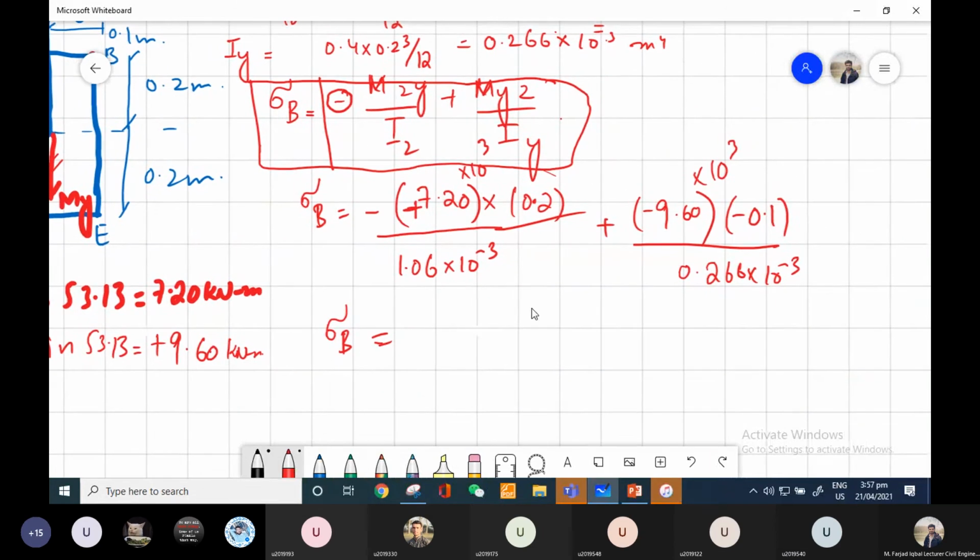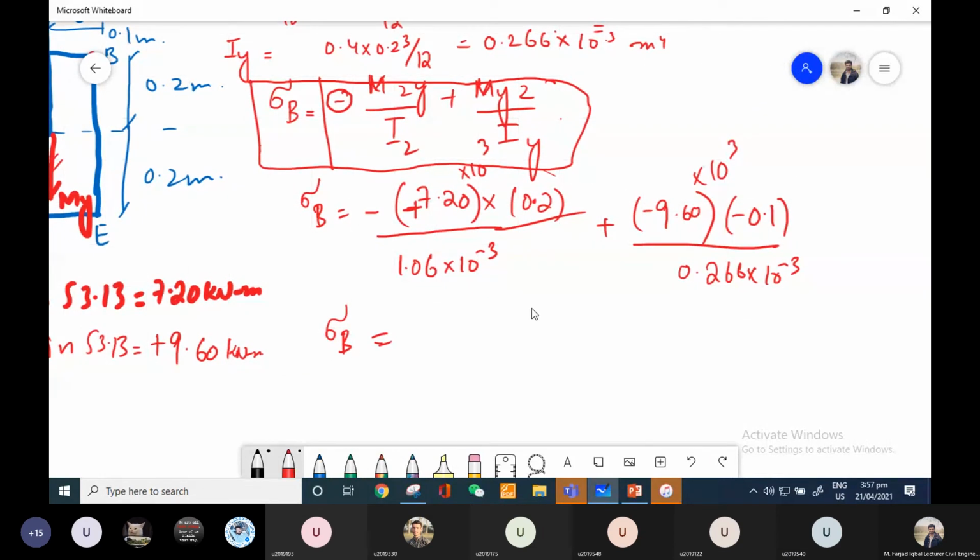So what is sigma b? Sir, 2.25. So that is 2.25 megapascal.